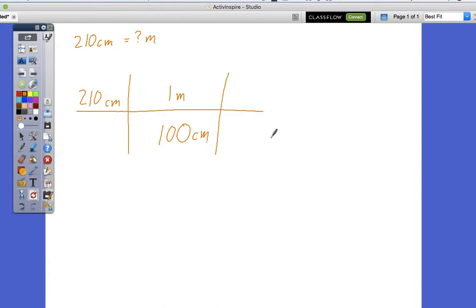All right, here we go, you guys ready? So we can do this. And then what do we have left? Meters. And then what is 210 divided by 100? 2.1. Do we have the right answer? Yeah, box.